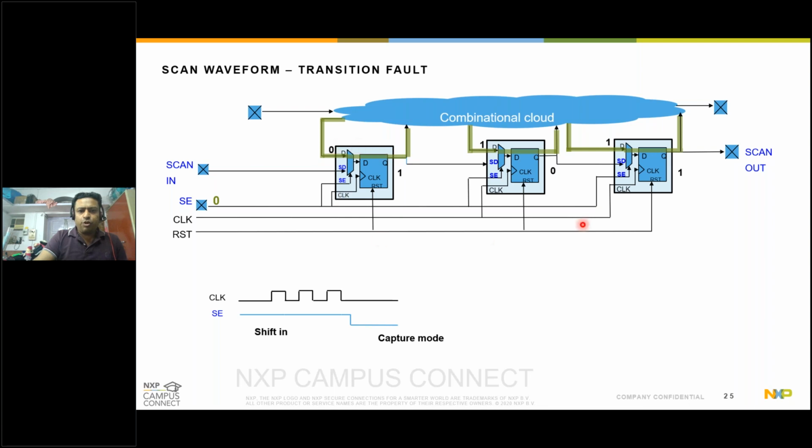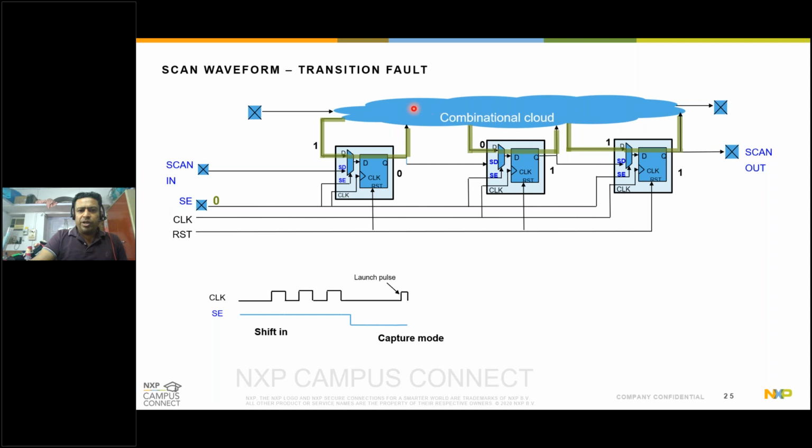So for these two flops, if you see, the output of these two flops is opposite to what the response I'm getting from the combinational cloud, right? So the response from combinational cloud for this flop is 0 while the output is 1, and for this flop is 1 while the output is 0. So now if I give a launch pulse here, right, you can see I can generate a transition event on these two flops. So with this launch pulse, I have generated a transition of 1 to 0 on this flop, and similarly 0 to 1 on this flop, right?